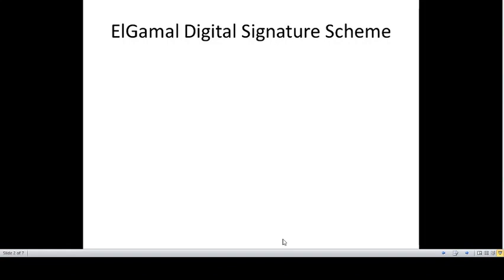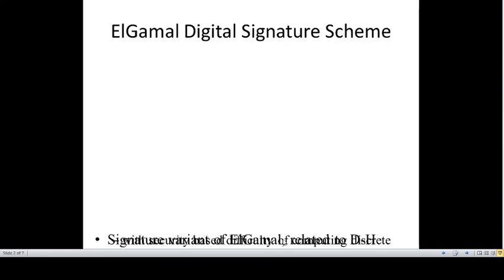So what happens in the Elgamal digital signature scheme? It is similar to your RSA digital signature scheme. Only the steps for generating the signature and then verifying the signature will be different. Otherwise, the idea behind the Elgamal digital signature is the same. That is, generating the signature by the sender's private key and then verifying the signature by the sender's public key.